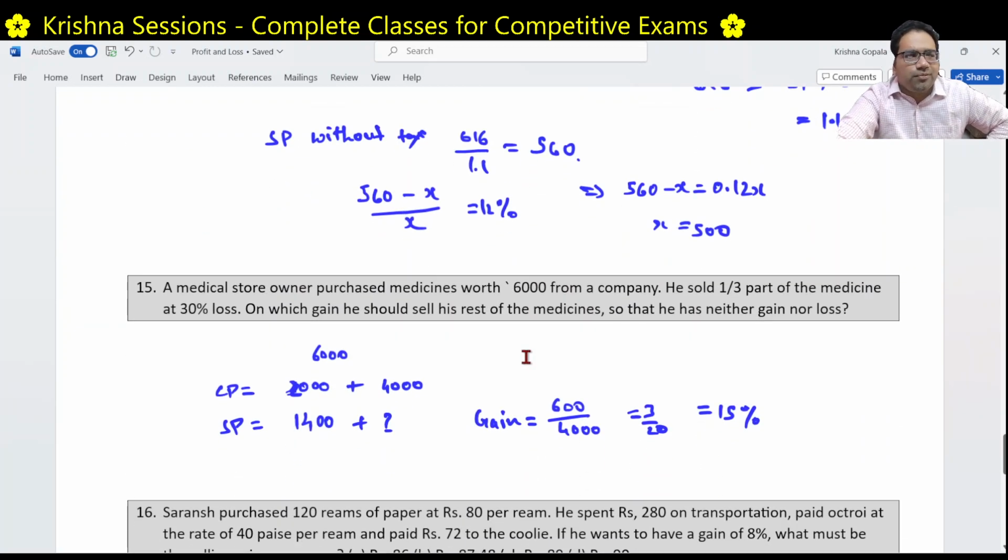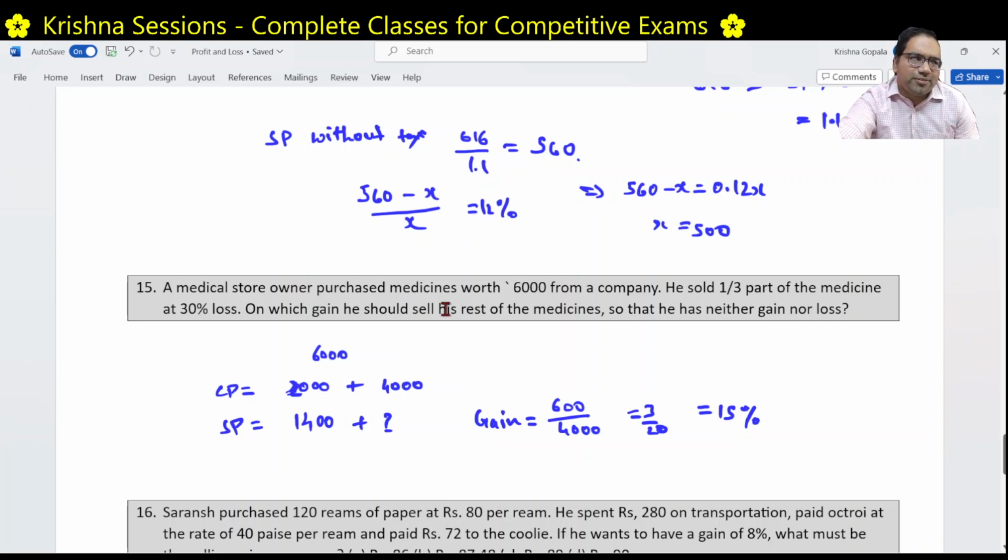A medical store owner purchased medicines worth 6,000 from a company. He sold one third part of the medicine at 30% loss. Okay, 6,000. What is one third? 2,000 plus 4,000, right, 6,000. Let's make it three parts: first part, second and third part. 2,000 rupees worth of medicines is sold at 30% loss. Right, 30% of 2,000 is 600. So the sales price of this 2,000 is 1,400, so he sold at 1,400, a 600 loss, right?